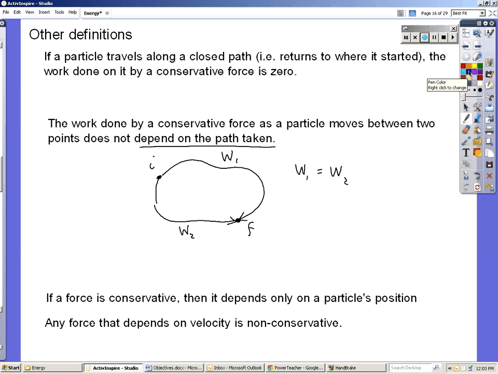Now down here, these two things are not definitions. They're just facts about conservative forces. So if you're asked to give a definition of a conservative force, don't write these two down, but they're very important. If you have a conservative force, you know that it will depend only on a particle's position. The converse is not true, but if the force is conservative, it depends only on the position, and that means that if you have any force that depends on velocity, like say air resistance, it will be a non-conservative force.